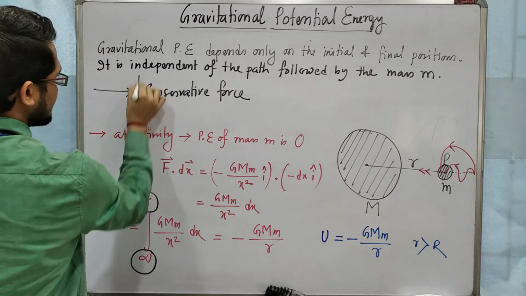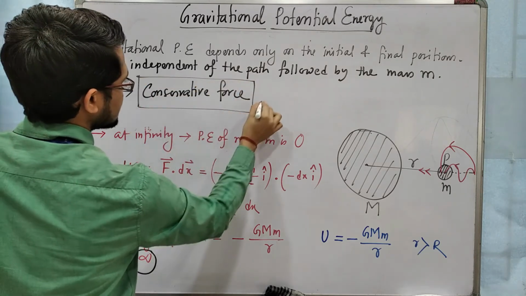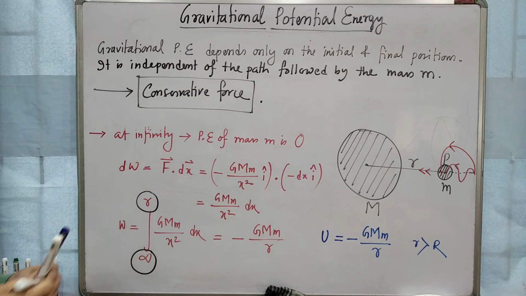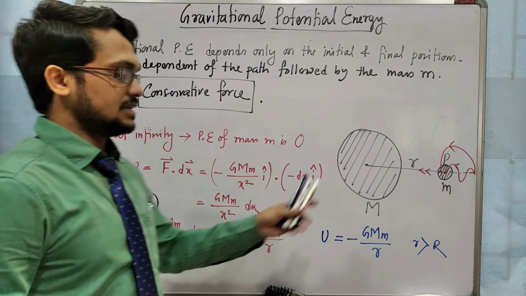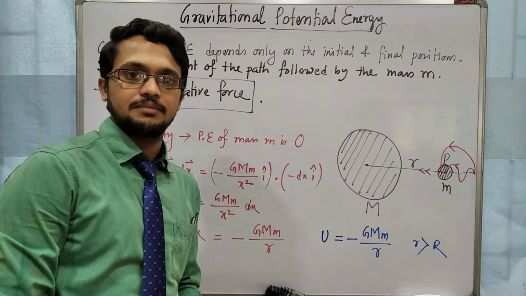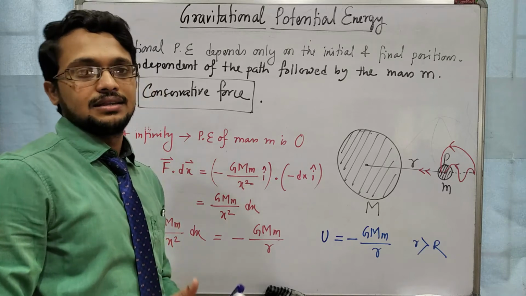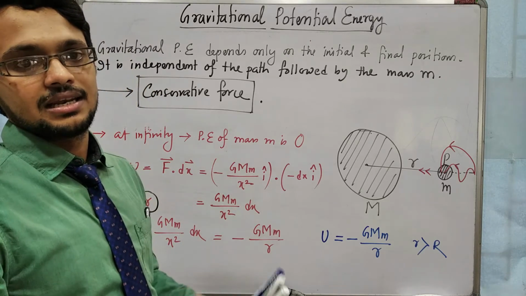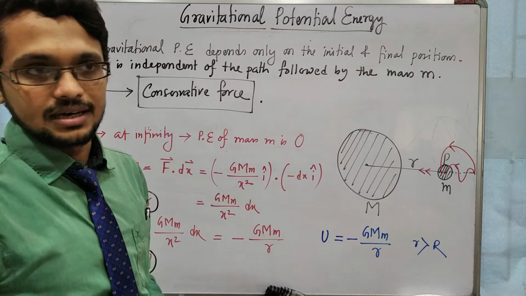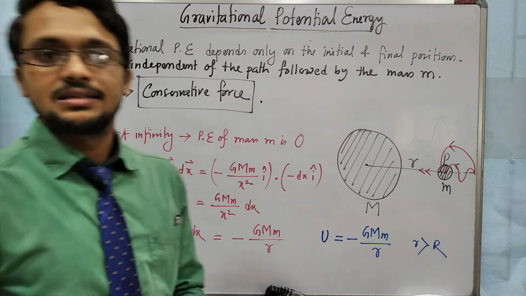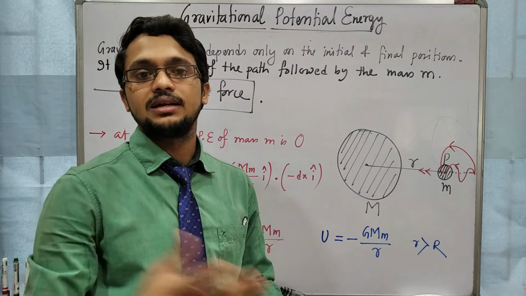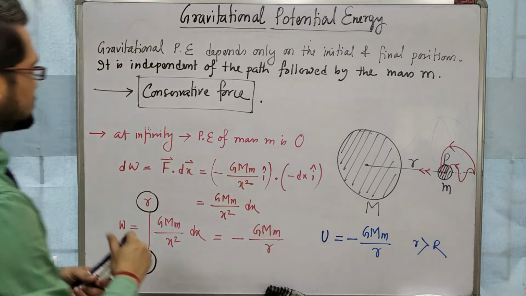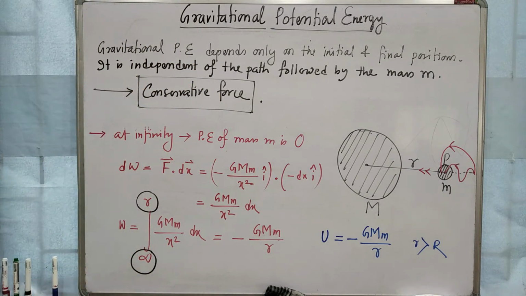Because it does not depend on the path, it only depends on the initial and final position. If the initial and final positions are same, then its potential energy or the work done will always remain same, whether it follows different paths. So for this reason, the gravitational force is called conservative force.